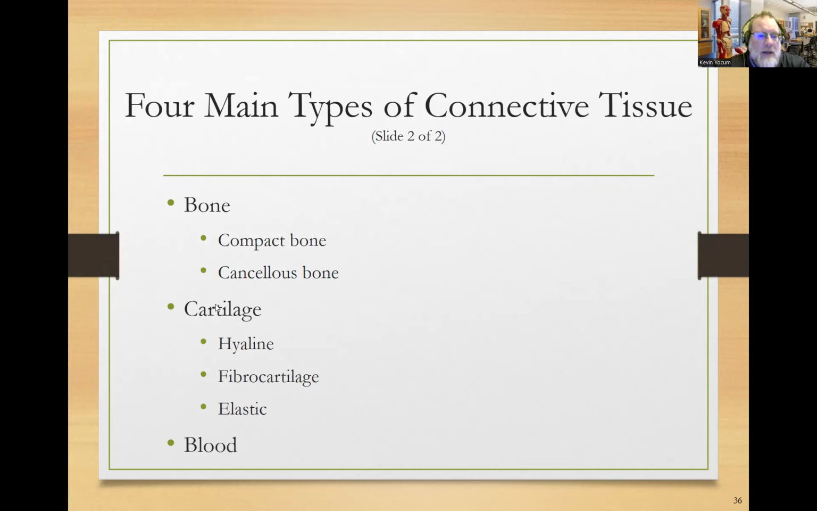Cartilage: our skeleton was cartilage when we were in the womb. So we'll see three different types of cartilage coming up: hyaline, fibro, and elastic. Elastic is going to be more flexible. Fibrocartilage has some visible fibers, and we see this oftentimes with intervertebral discs. So anyway, we'll look at these three in more detail in a minute. And then blood is considered connective tissue, believe it or not.